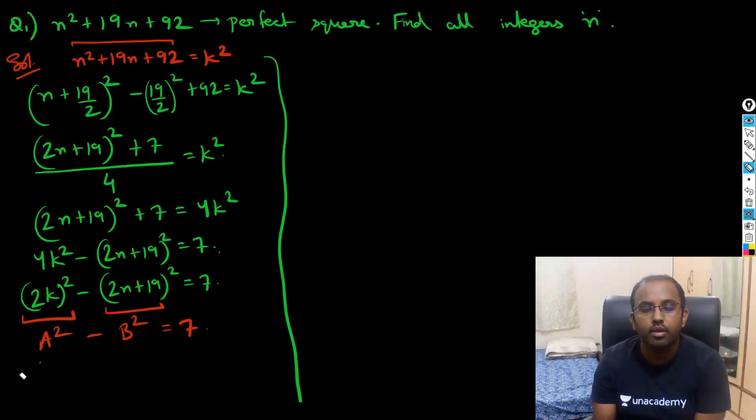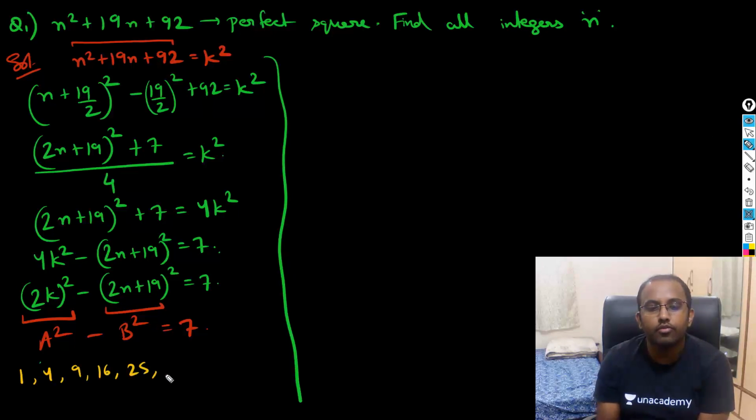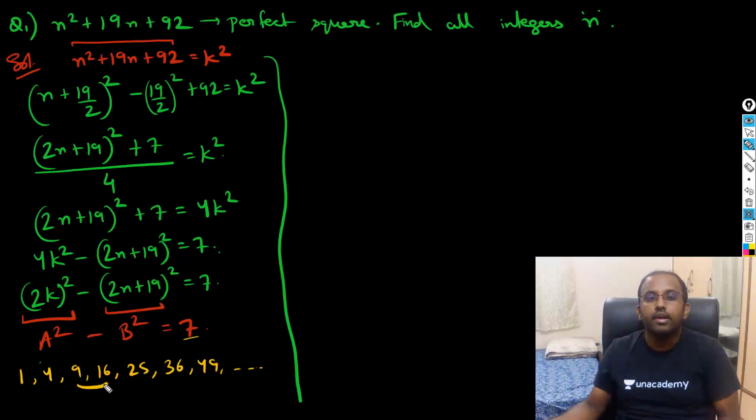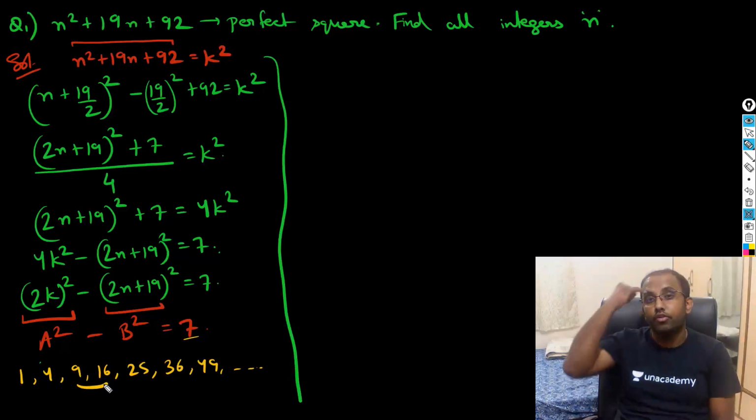For example, you can just put down the values like this: perfect squares 1, 4, 9, 16, 25, then 36, then 49, and you observe that a difference of 7 will only be in this case, 9 and 16. You won't get a difference of 7 in the other cases.